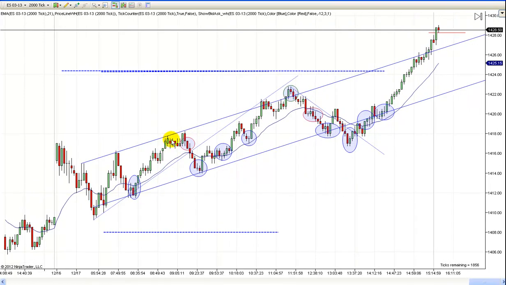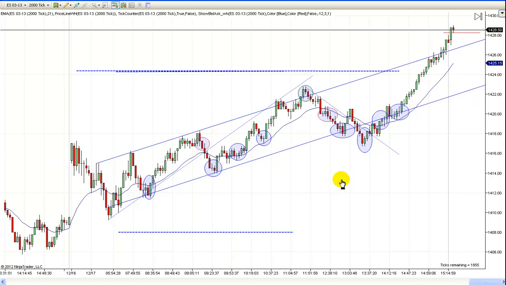And that tells you something too. Once you see a pattern that works once during the day, it generally is going to work every time you see it later that day. And so just watch for those.